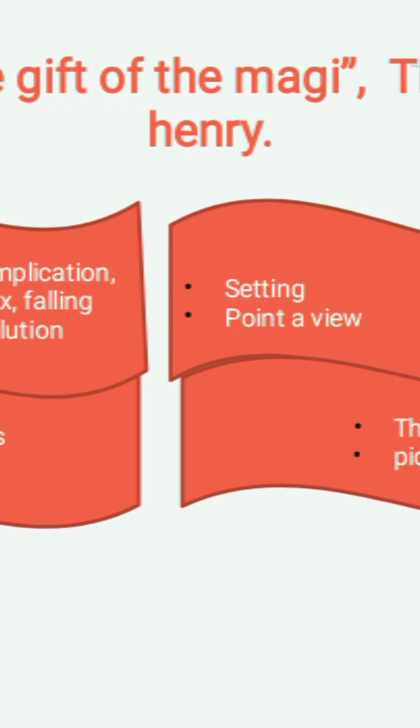First, there is a plot. Now, in the plot, it has six elements: exposition, complication, rising action, climax, falling action, and resolution. Second, there are characters. Third, there is a setting. Fourth, there is a point of view. Fifth, there is a theme.